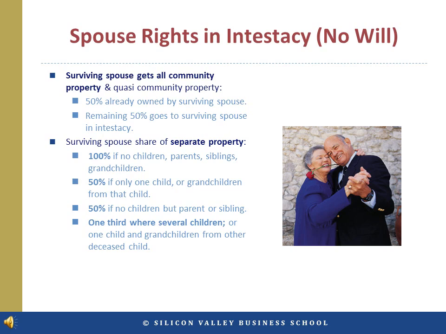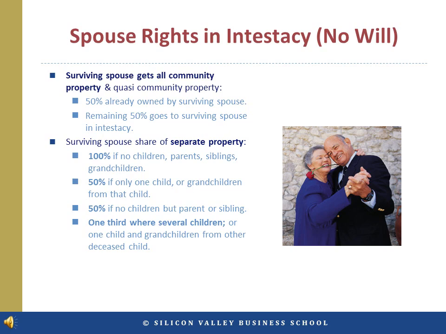The surviving spouse takes 100% of the separate property as well as 100% of the community property if the deceased spouse leaves no children, parents, siblings, or grandchildren. Where the deceased spouse leaves only one child or grandchildren from that child, the surviving spouse receives 50% of the separate property. The same is true if the decedent leaves no children but is survived by a parent or sibling. The share of separate property going to the surviving spouse is 50%.